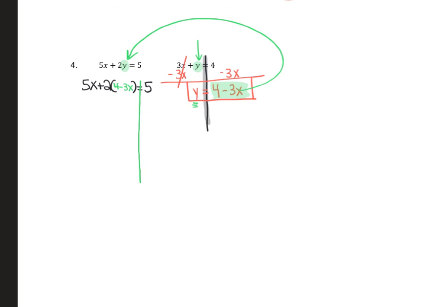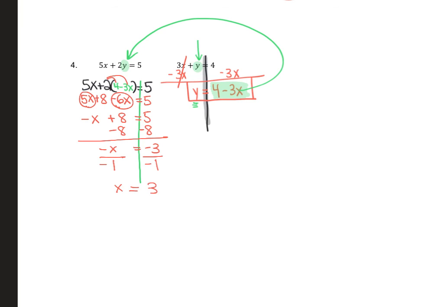Now we're going to distribute the 2. And we're going to get 5x plus 8 minus 6x equals 5. We're going to combine our like terms, and we're going to get negative x plus 8 equals 5. We're going to subtract 8 from both sides. We're going to get negative x equals negative 3. We're going to divide both sides by negative 1, and we're going to get x equals 3.